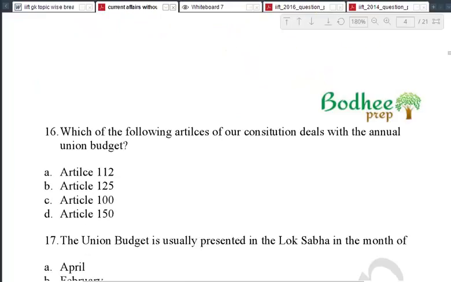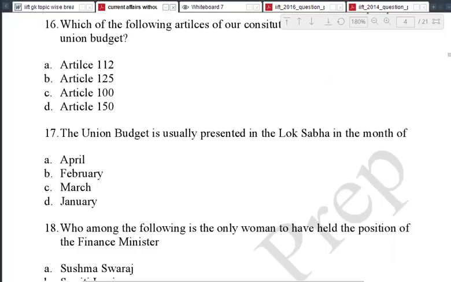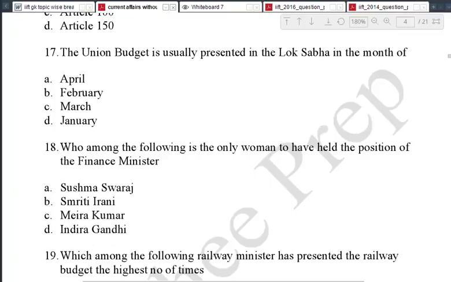Again, this is a difficult question. You have article number. Again, the Union Budget is usually presented in the Lok Sabha in the month of dash. Well, I don't know what is the answer to this question, people.